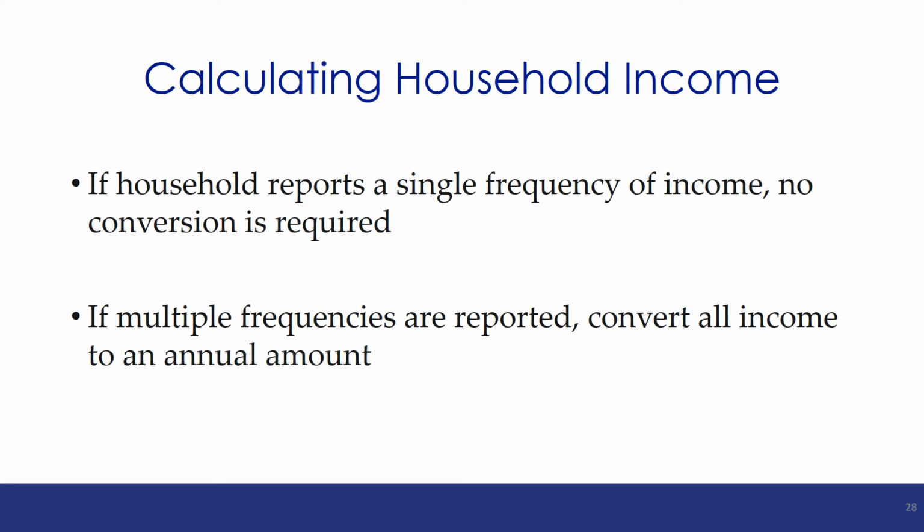When it comes to calculating income, USDA wants you to do as little math as possible. So if a household reports a single frequency of income, no conversion is required. However, if multiple frequencies of pay are reported, all income must be converted to an annual amount. For schools that use an adding machine to calculate the household's income, we appreciate it when we see the tape attached to the application.